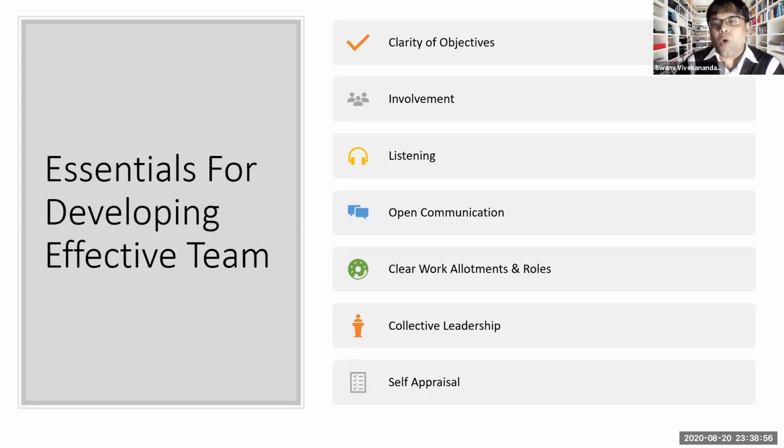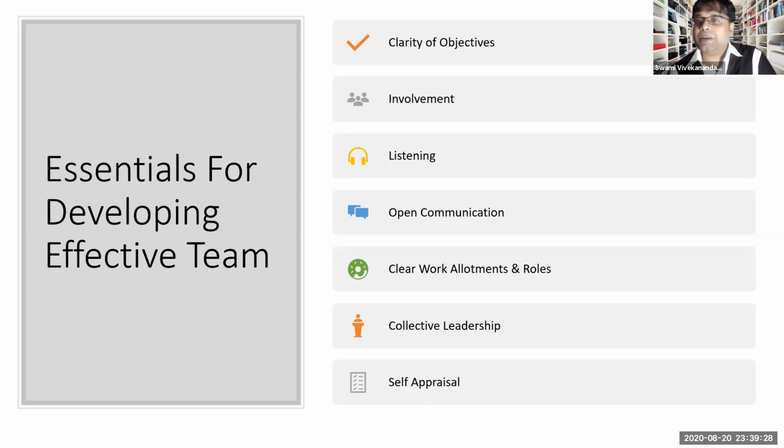Next one is clear work allotment and roles. That is very important. That is, who will be doing what job should be clearly mentioned, and what their role is, what is expected of them. There should not be any kind of role ambiguity. Roles must be very clear. I mean, there should be a high amount of role clarity. So work should be distributed very clearly. That is another fundamental aspect of creating an effective team.